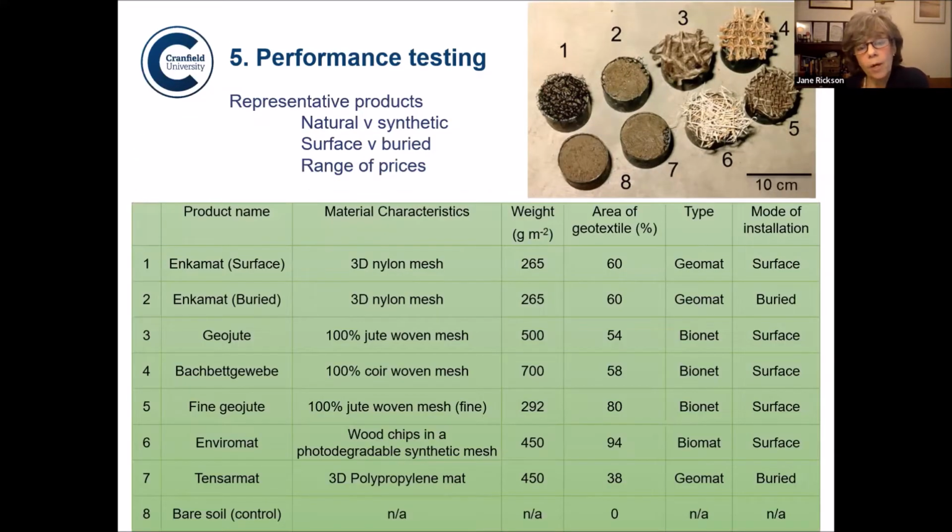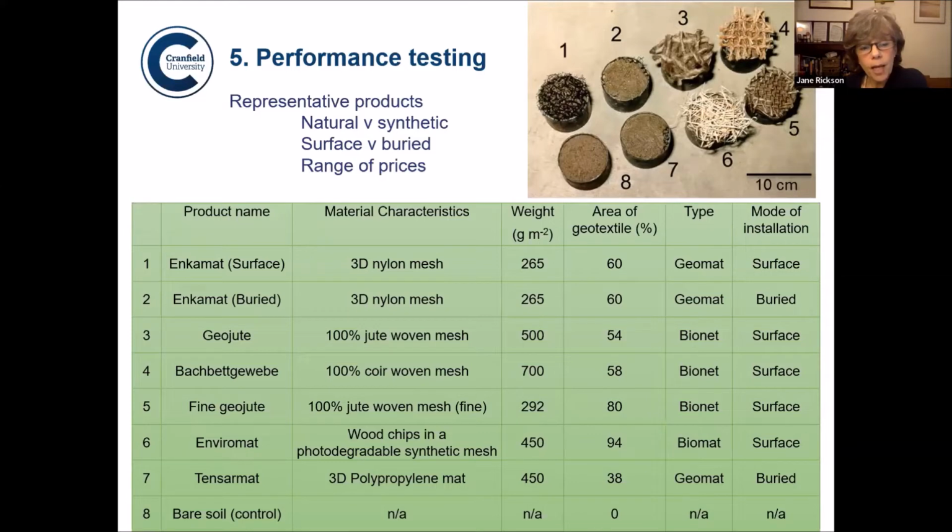The original work that we undertook looked at 7 different products that we believe were representative of products at that time. And really not many have changed in terms of the principles behind the products available for erosion control. So we had a mixture of natural and synthetic products. Some were surface laid and some were buried, and they had a range of prices. We thought cost was really important, particularly for people who are specifying these products.